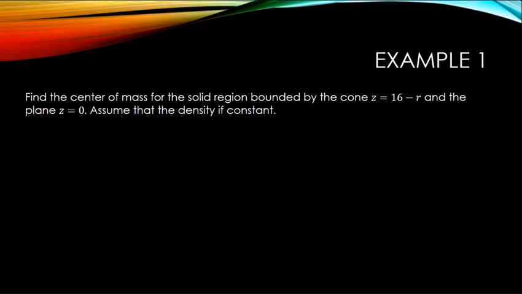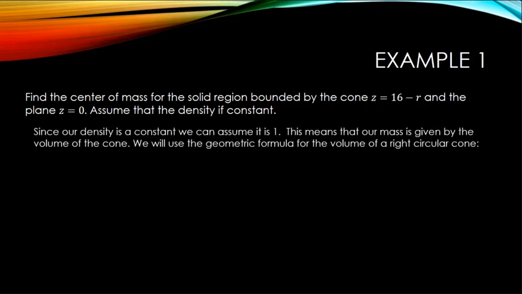I want to find the center of mass for the solid region bounded by the cone z is equal to 16 minus r and the plane z is equal to 0. We're going to assume here that my density is constant. And since my density is constant, I can assume that it's 1. This means that our mass is given by the volume of the cone. I'm going to use a geometric formula for the volume of the cone to make this easier. My volume of a right circular cone is given by 1/3 pi r squared h, where r is the radius and h is the height of my cone.